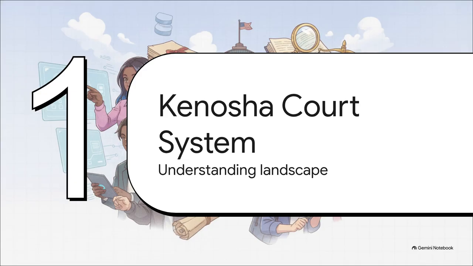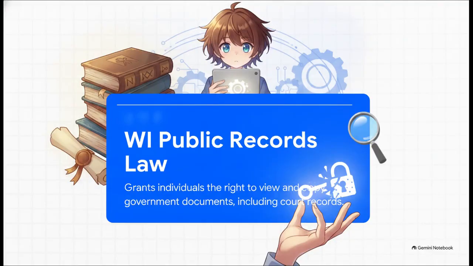Okay, let's jump right into Section 1, the Kenosha court system, understanding the landscape. Now, the very first thing you really need to understand is that these records are fundamentally public, thanks to the Wisconsin Public Records Law, and guided by Chapter 72 of the Wisconsin Supreme Court rules, you actually have a legally backed right to view and copy these government documents.